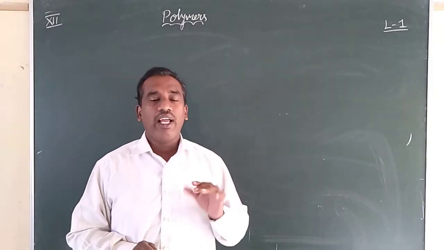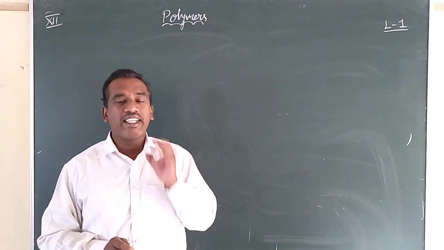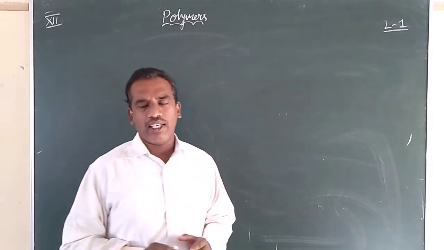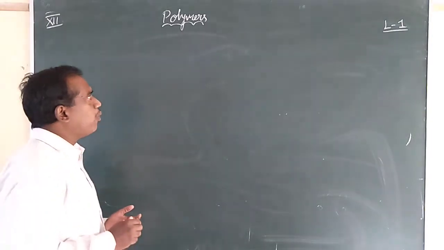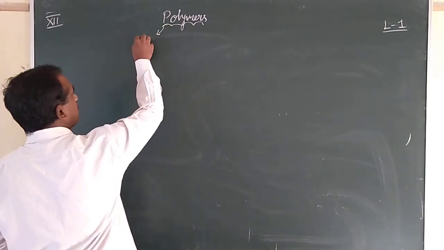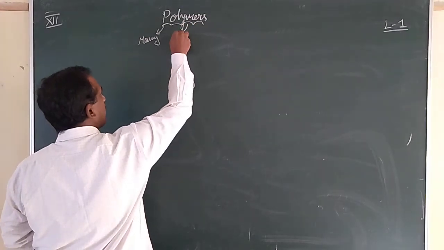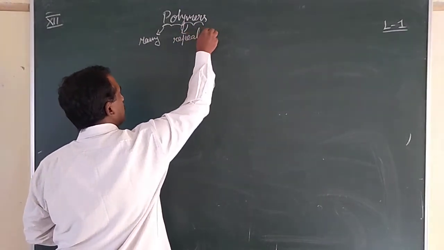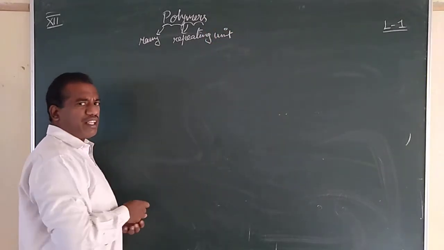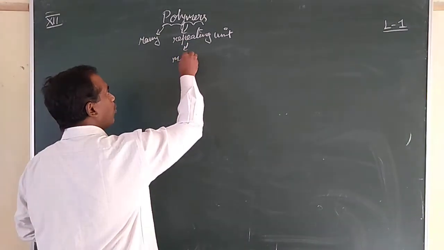Okay, children? The reactions that take place in this concept, and the conditions under which the reactions take place, will be discussed. Done. Now coming to the topic called polymers. Everyone knows poly means many. Mer means repeating unit. So for this repeating unit, we give one more term, called a monomer.